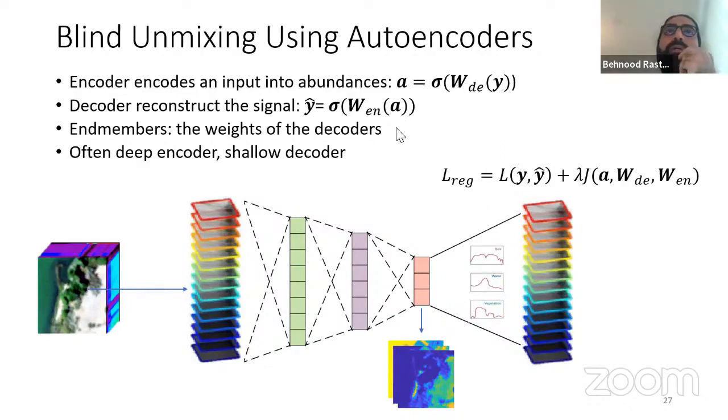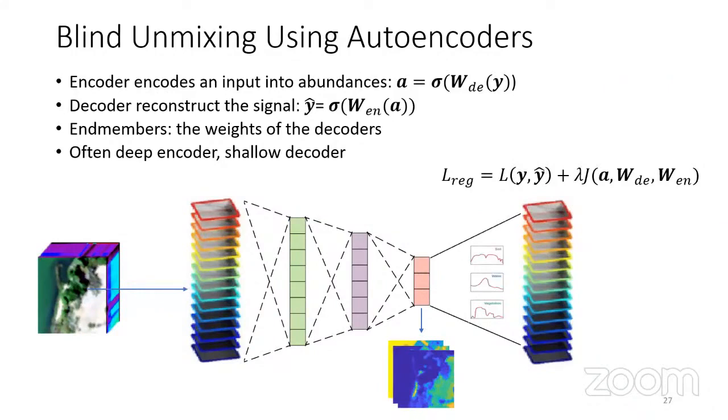Understood. And usually for the decoder, basically, you don't have the bias. Okay, thank you. Is that your question?